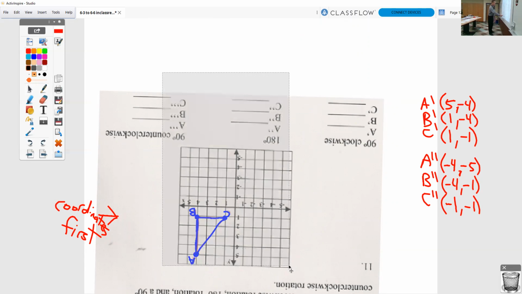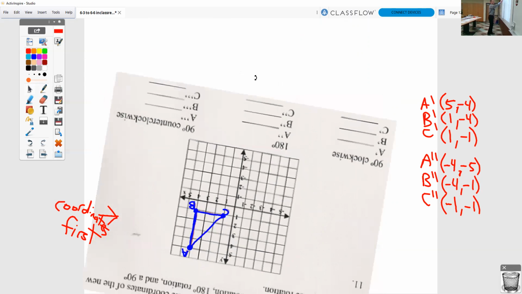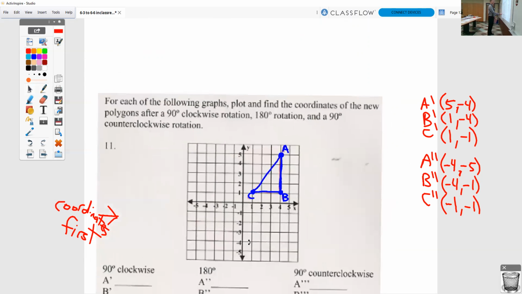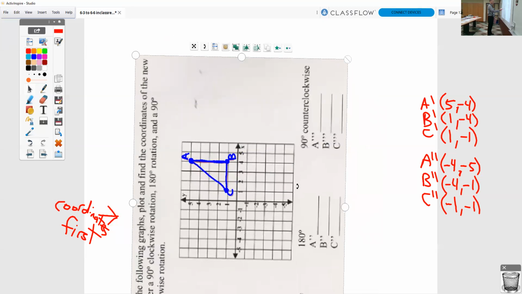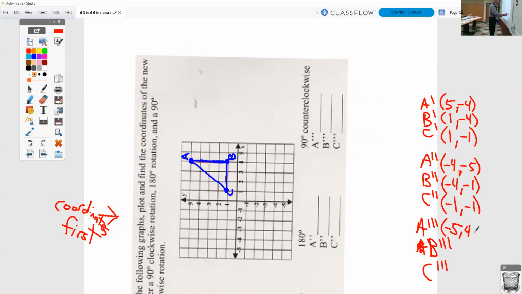The next one is a 90 degrees counterclockwise. Counterclockwise is backwards clock. So counterclockwise is like this. So when we take a look at it for the triple primes, oops, that's supposed to be a B. For the triple primes, for the 90 degrees counterclockwise, A looks like it's at 5, 4, but it's not at 5, 4. Anytime you go to the left is negative. Anytime you go up, up is positive. So it's not 5, 4, it is -5, 4.